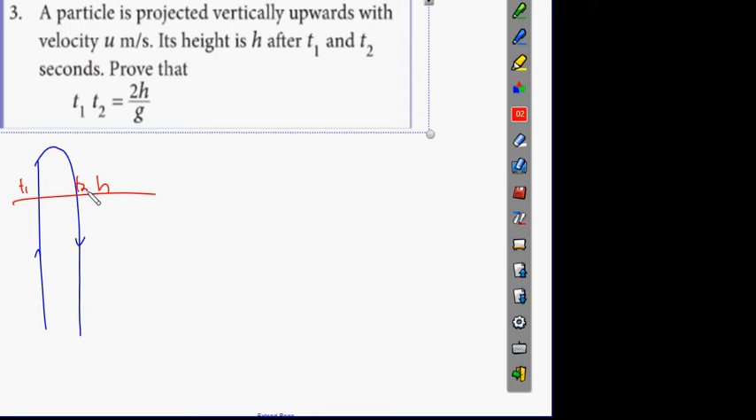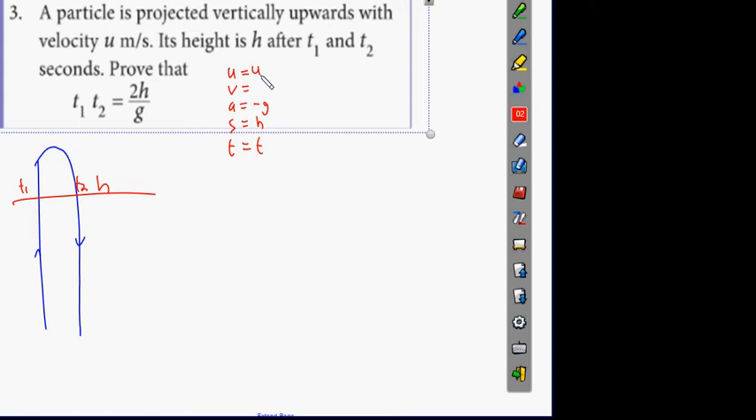Now, what we're going to say here is that it's UVAST. t is t, s is h, a, acceleration is going against you, so it's minus gravity, minus g. v, we haven't got a clue. u, we'll call it u.